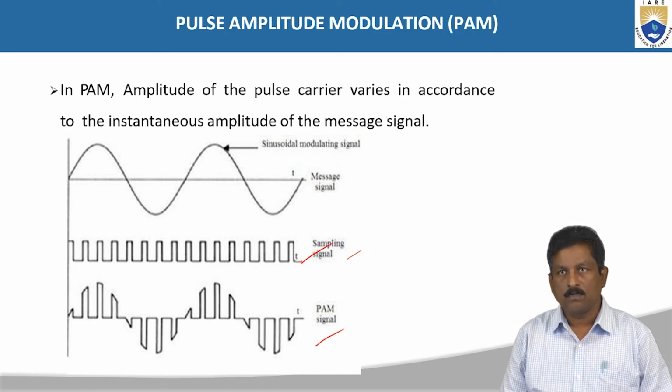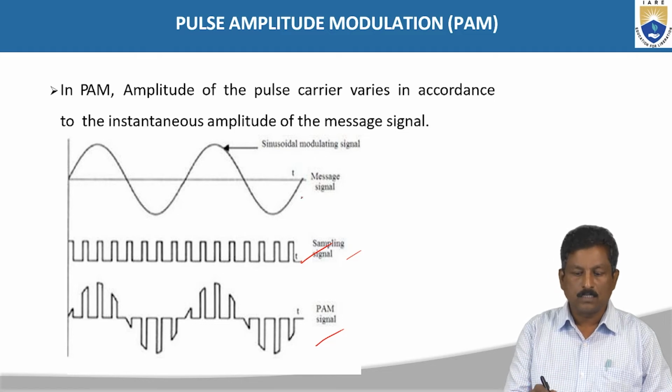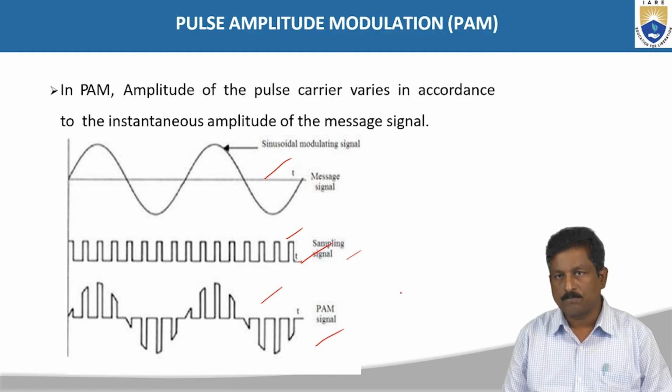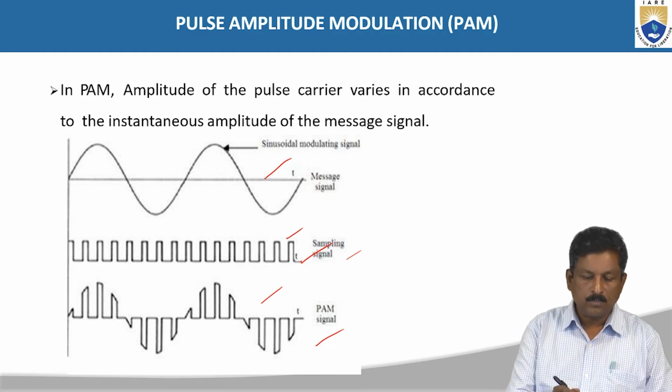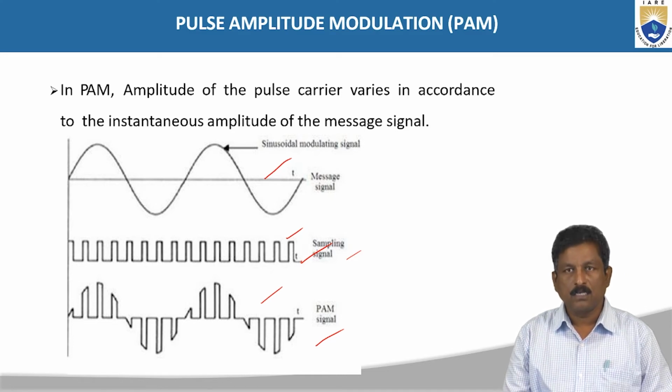So in the case of pulse amplitude modulation, we consider a sinusoidal modulating signal which carries information. This is the carrier signal in terms of the pulses, and after modulation, we are going to have the modulated signal, PAM, the pulse amplitude modulated signal. So you can see the variation. By the definition, we can say that the amplitude of the pulses of the carrier signal changes or varies according to the instantaneous value of the modulating signal.